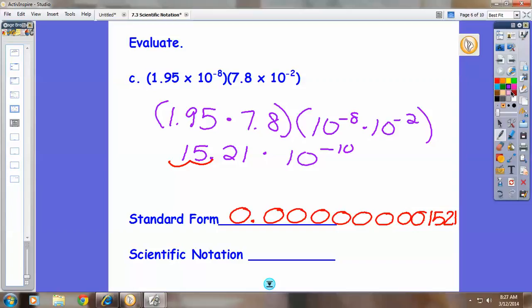What direction are we going to go with that decimal to change it back to scientific notation? To the right. 1, 2, 3, 4, 5, 6, 7, 8, 9 places. 1.521 times 10 to the, what did we say? 9? Is it positive 9 or negative 9? Negative. This is definitely a really small number, isn't it?